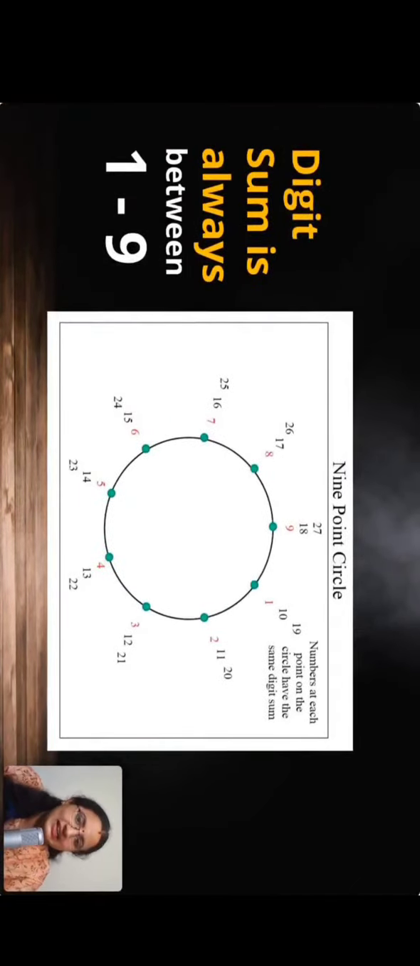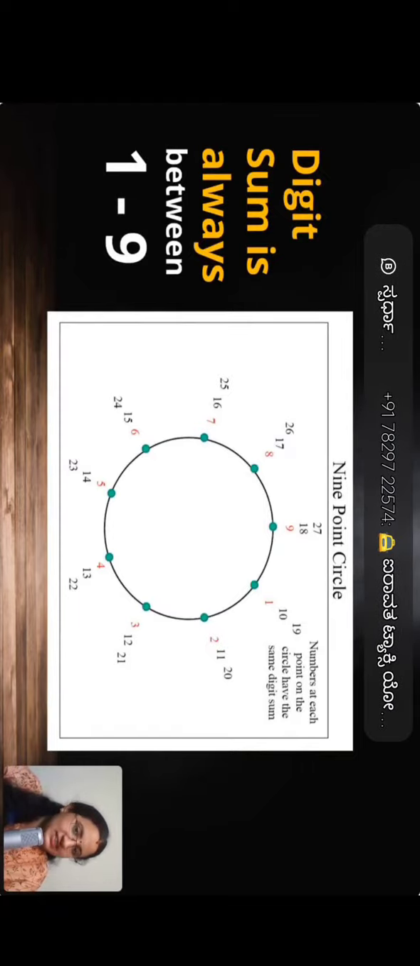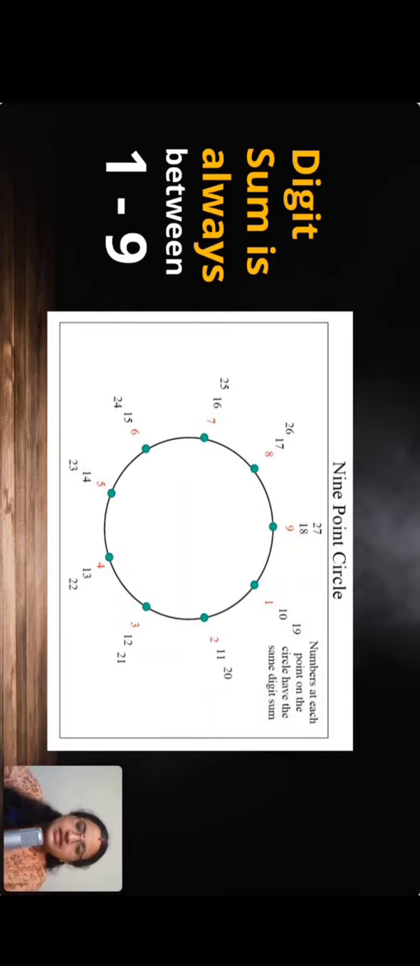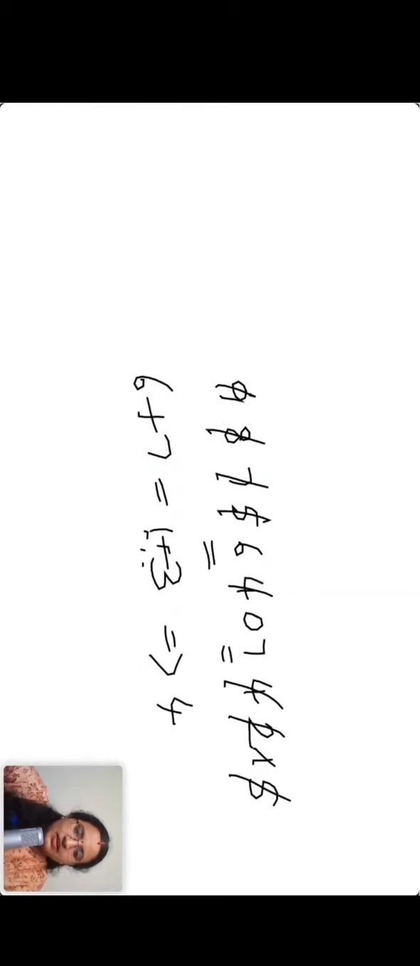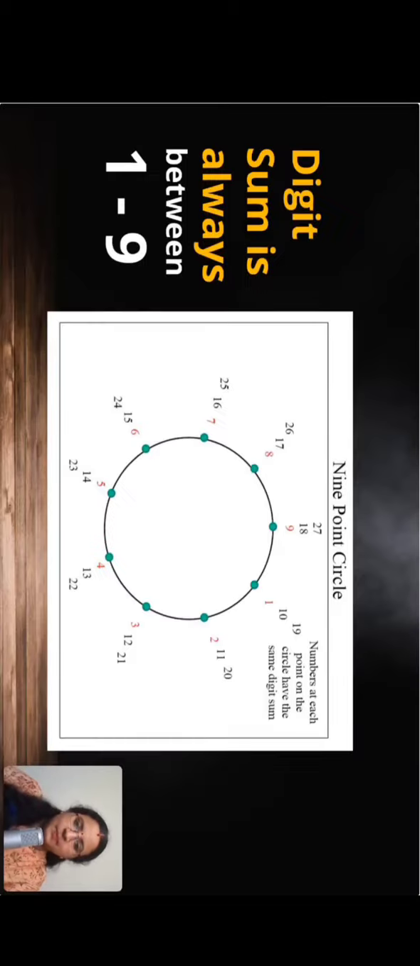Now let's see this 9-point circle, which represents the digit sum. Now, digit sum, I said, starts from 1 and ends with 9, right? It starts from 1, ends with 9. We have depicted this on a circle here, as you see on the screen. So, imagine you start here, you come to 1, 2, 3, 4, 5, 6. You again come back to 9.